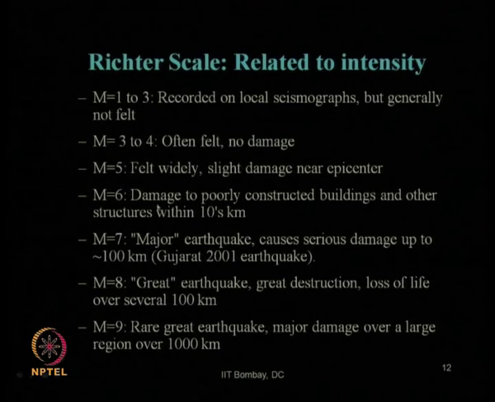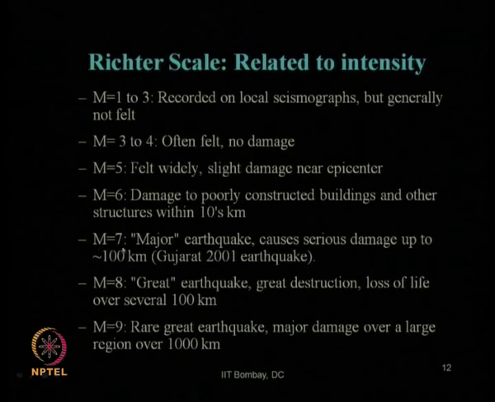Magnitude 6 means damage to poorly constructed buildings, or non-engineered buildings which are not constructed properly, or other structures within some tens of kilometers, say 10, 20, 30 kilometers, in the units of 10, not going to hundreds of kilometers. That is what it means.